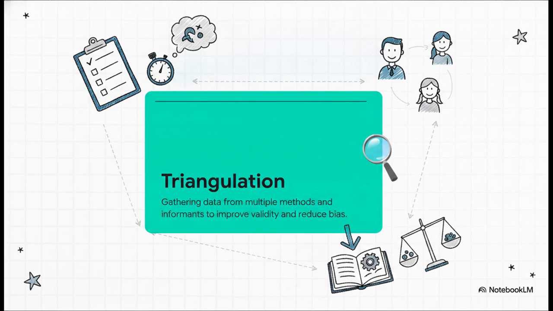Well, modern clinicians rely on a concept called triangulation. If you rely on just one single source of data, you are practically guaranteeing bias. Instead, you need a multi-method approach. Clinicians gather data from multiple methods, like combining interviews with psychological tests, and they speak to multiple informants. That could be the client themselves, sure, but also family members or even teachers. This triangulation dramatically improves the validity of the clinical picture and cuts down on any single source's bias.